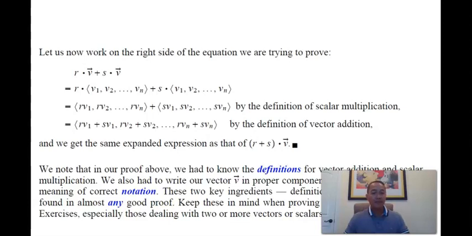Now, by the definition of vector addition, this sum is just rv1 plus sv1 in the first component, rv2 plus sv2 in the second component, and so on. And of course, what we see at the bottom is exactly the same vector expression that we got from the left-hand side. So this shows that the quantity r plus s times v is exactly the same as r times v plus s times v.